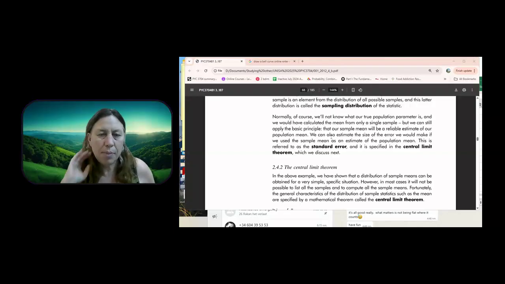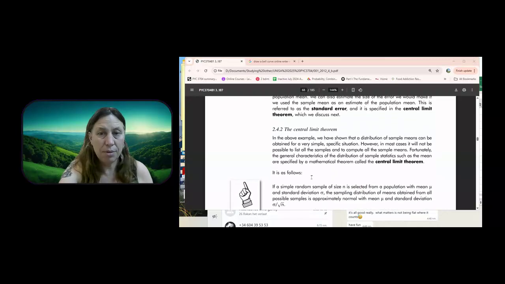But we can still apply the basic principle that our sample mean will be a reliable estimate of our population mean and calculate the size of the error we would make if we use the sample mean as an estimate of the population mean. Note that the smaller the number of samples, the higher your standard error. This is specified in the central limit theorem, which we're going to look at now.